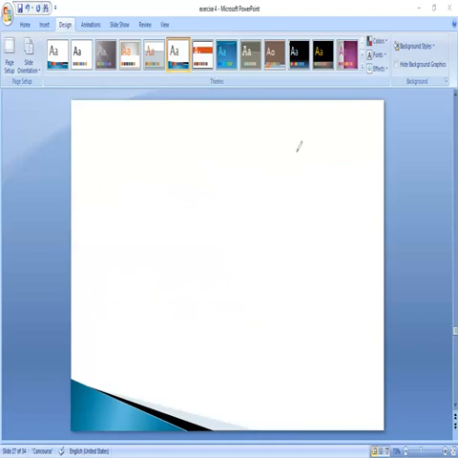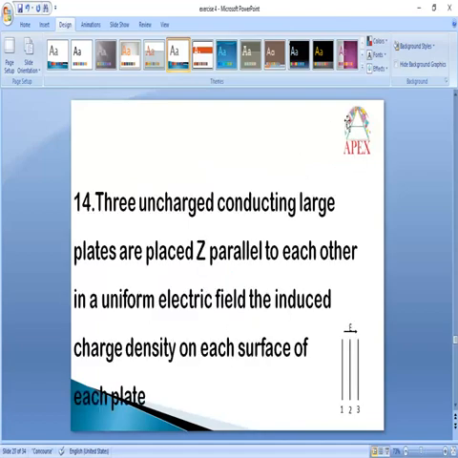Next question. Question number 14. Three uncharged conducting large plates are placed.